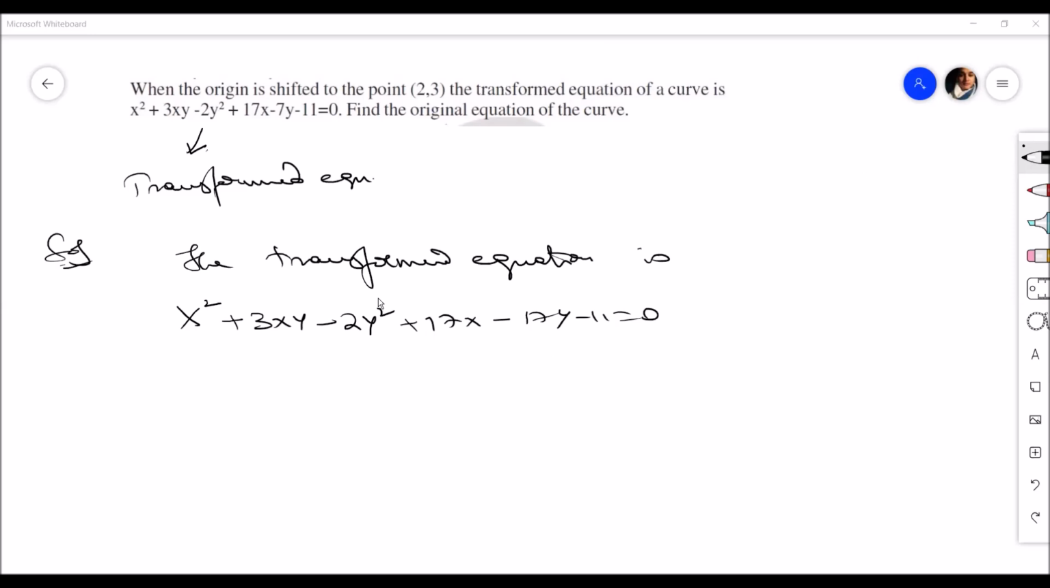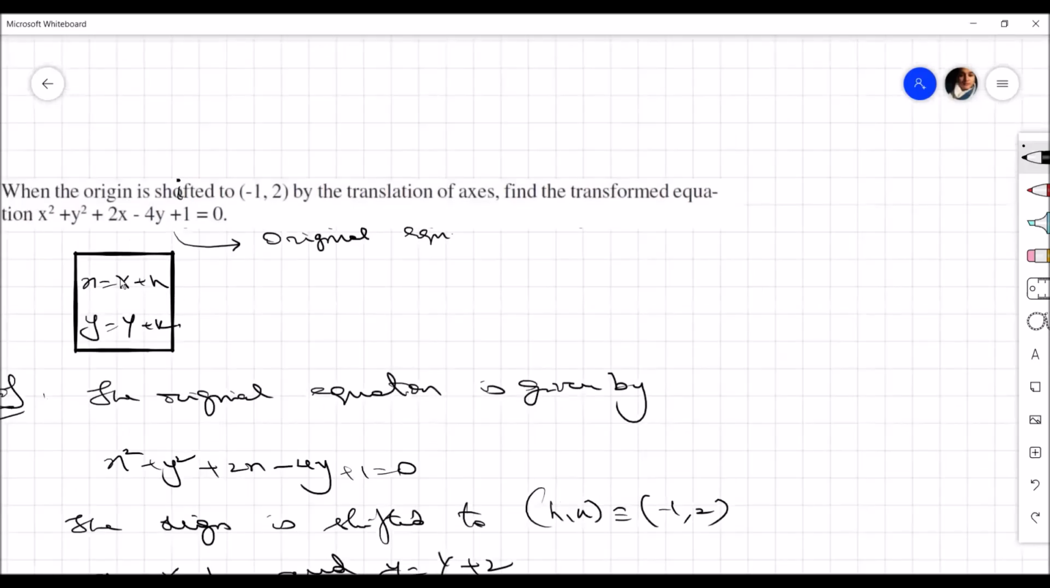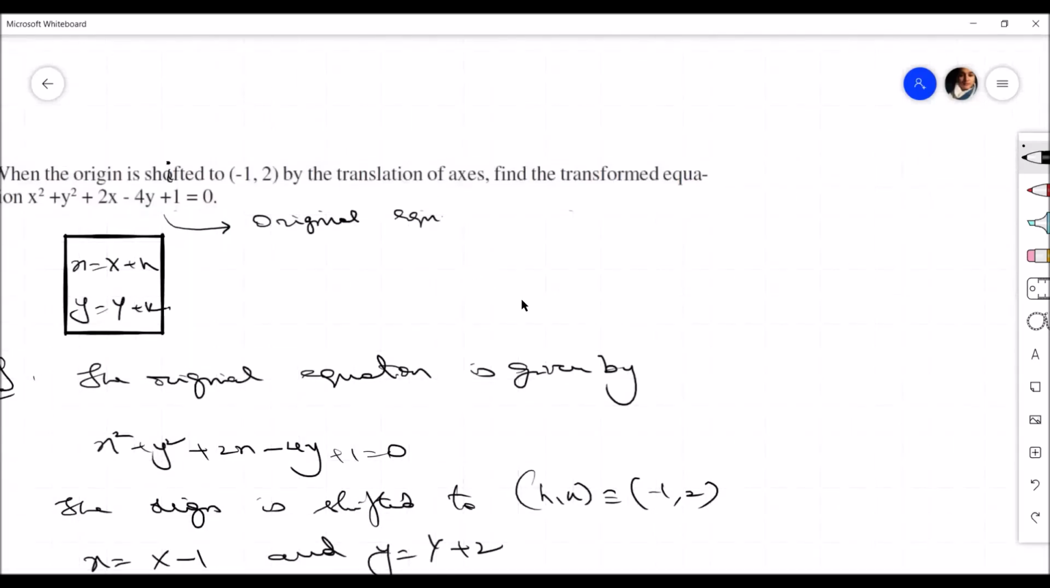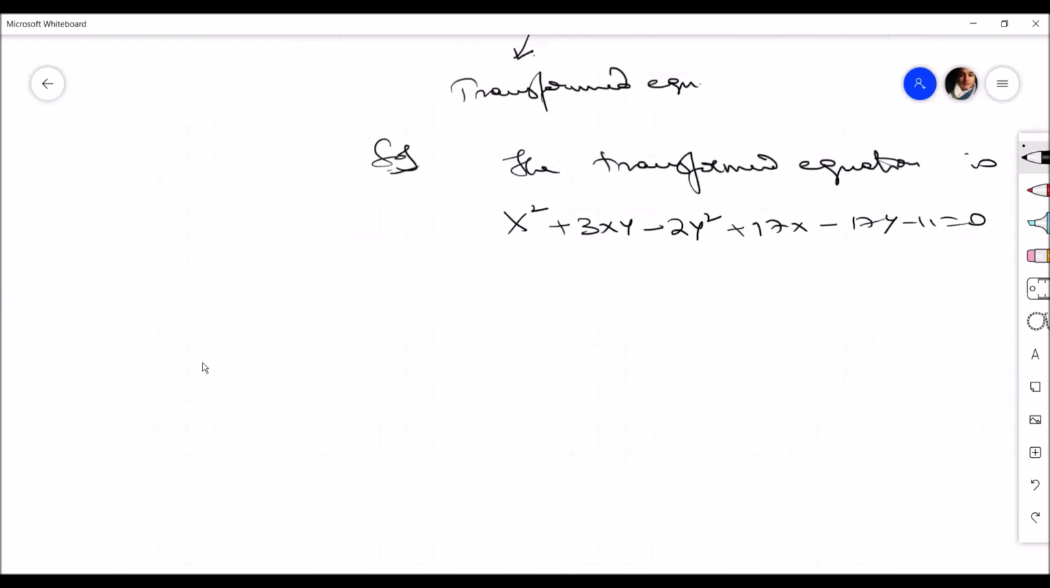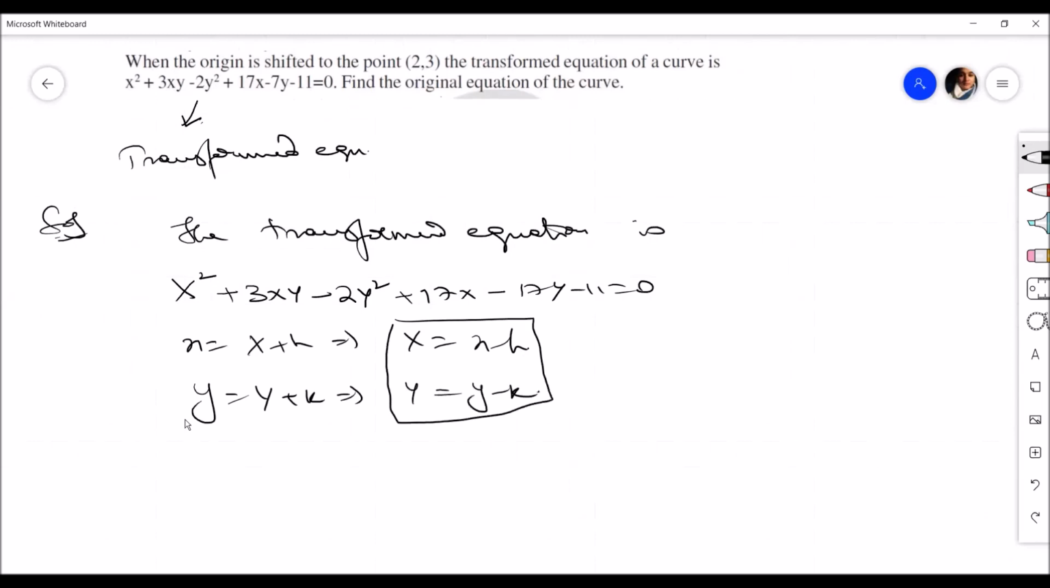So we already know from the previous question itself. Each time I want you to write this particular formula in terms of small x and small y, which is converting it into capital X and capital Y. So small x is equal to capital X plus h, which gives capital X is equal to small x minus h. Similarly, small y is equal to capital Y plus k, which converts itself into capital Y is equal to small y minus k. So in this problem, this is what we are going to use. So what does that give me?